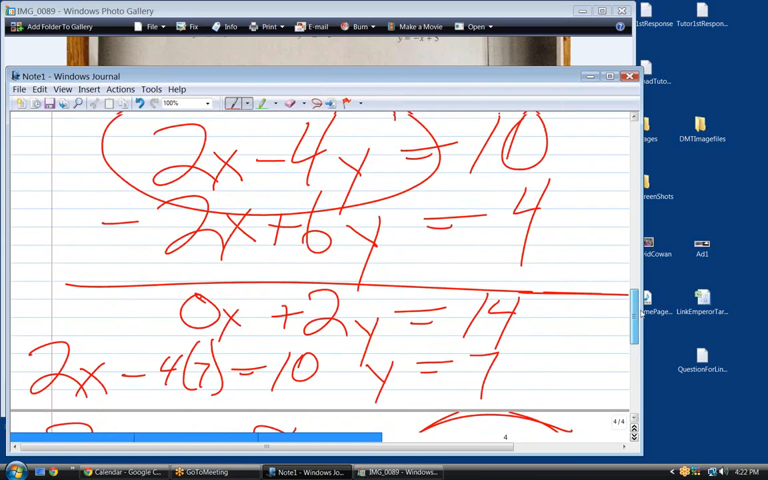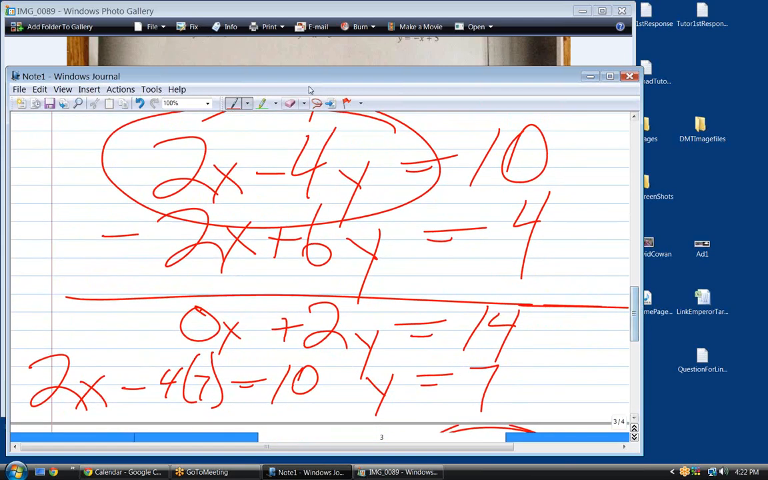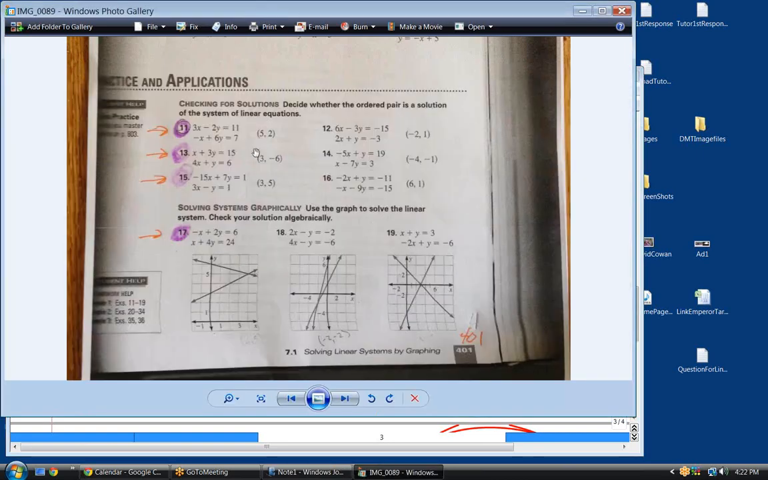Now, in that problem that I just made up, I made sure that these two terms would disappear. In other words, I didn't have to do any manipulation of one of the equations first. But that's not usually the case. Usually, in the problems you get, like number 11 here, we have to manipulate one of the equations first. Let's look at number 12.